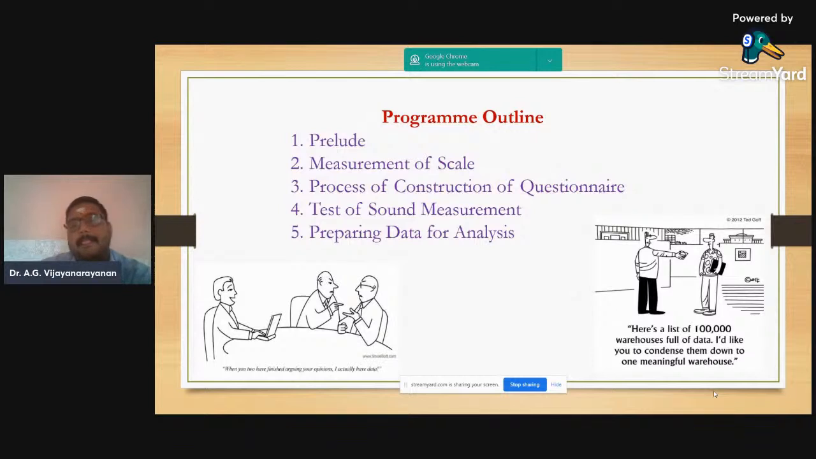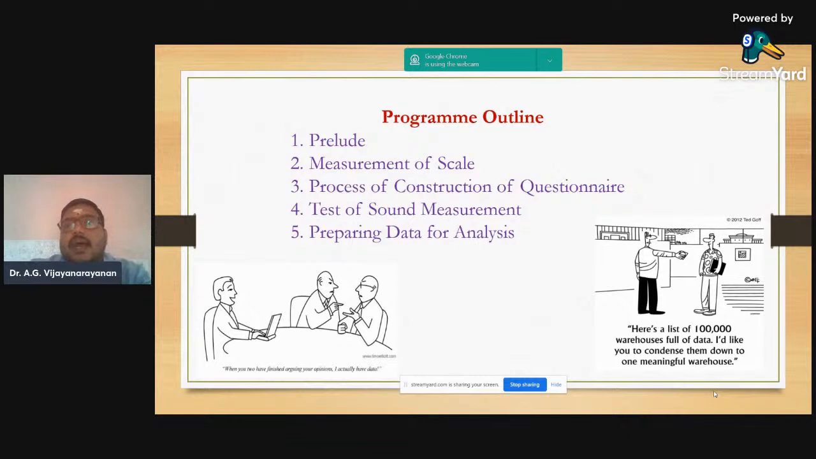So with that, this will be the program outline. I will start with the basic introduction, and then go on to the measurement of scale and the process of preparing a questionnaire. What are the major areas that we need to consider while preparing a questionnaire, and how to measure whether the questionnaire is right. So we have content validity, and we have validity and reliability tests. I want to touch on that.